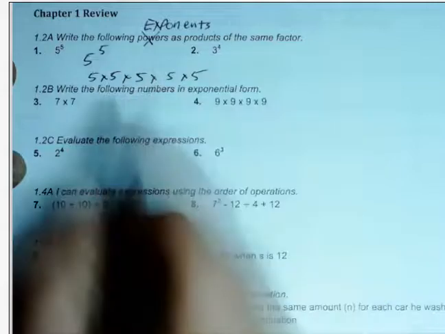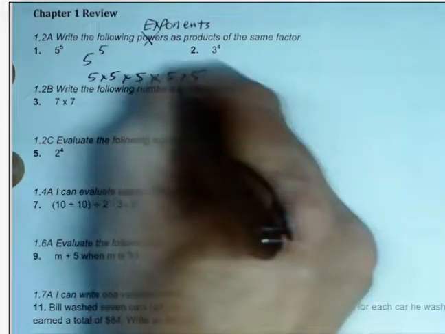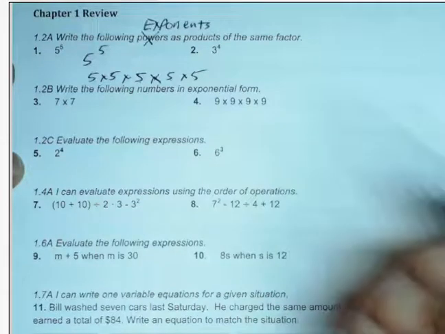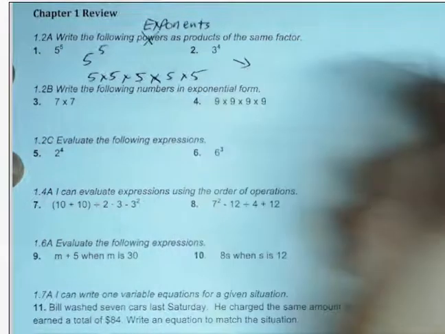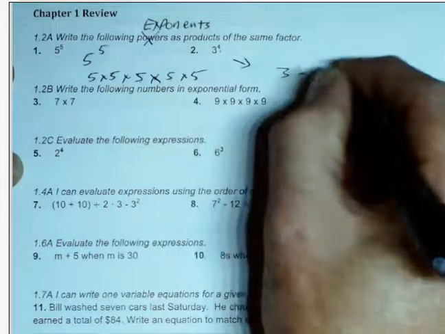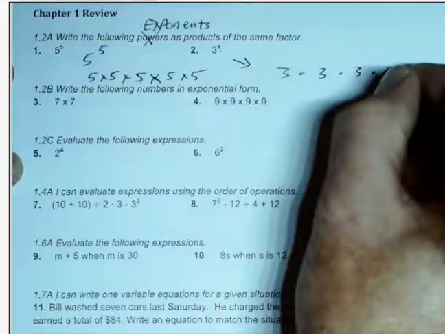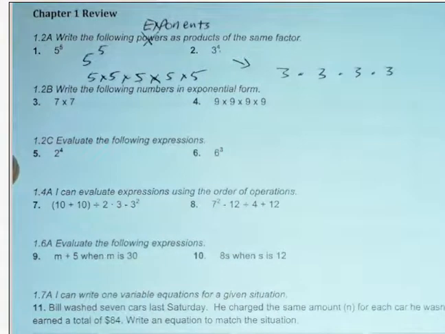There we go. 5 times 5 times 5 times 5. 1, 2, 3, 4, 5. I get confused saying them all, so I'll just count them. I've got 5 of them, and I've got multiplication signs in. That's all you have to do. For this one here, our base is 3, and our exponent is 4. There are 4 of them. So 3 times 3 times 3 times 3. I've got 4 of them. That's what it means right there.